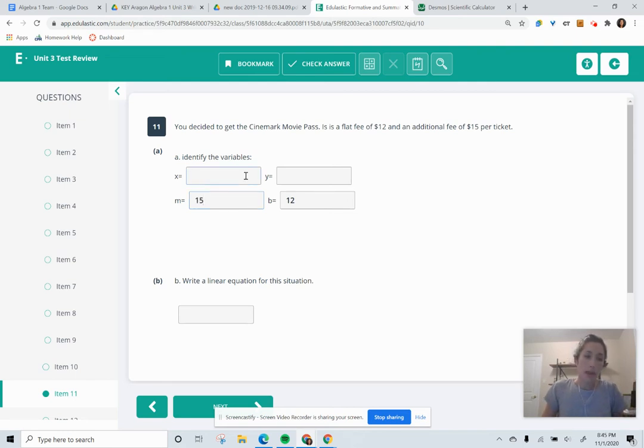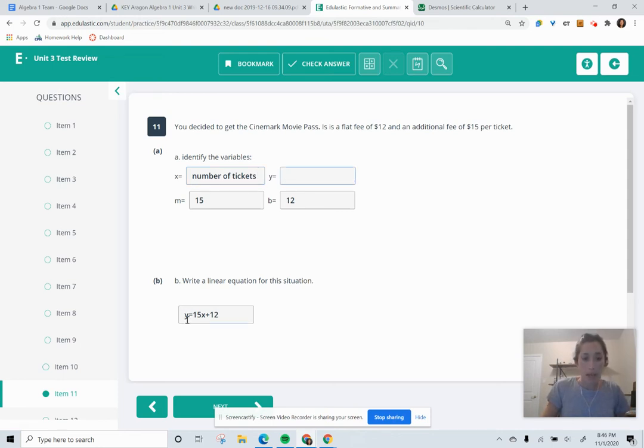And then in terms of x, well, if I multiply 15 times x, actually I want to write my equation first so this makes sense. So our equation is y equals mx, so 15x plus b, which is 12. So if I think about this equation, the x really represents how many tickets I have. So if I had 10 tickets, I would do 15 times 10, right? So this is the number of tickets.